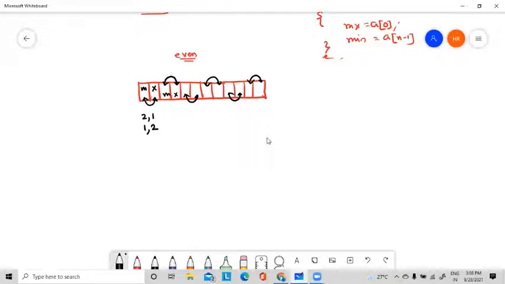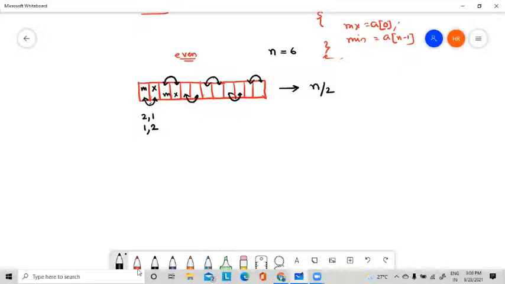The first for loop. Now tell me, how many times will this for loop execute if there are n elements? Anyone? How many elements are there? 1, 2, 3, 4, 5, 6, 7, 8, 9, 10, 11, 12. So here n is 12. How many comparisons have I performed? How many times have I compared? 1, 2, 3, 4, 5, 6. So it is n by 2, correct? Any query? I hope it is clear.